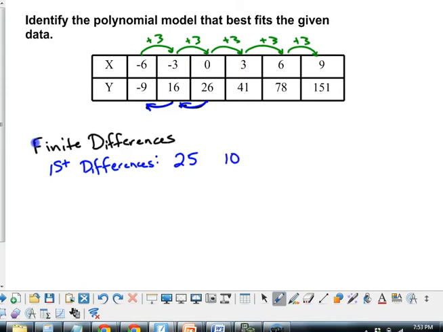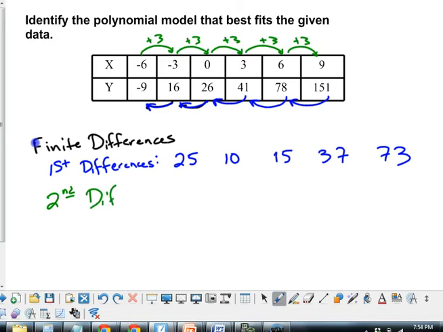In each case, all I'm doing is subtracting the y coordinates from one point to the next. From 41 to 26, that would be a difference of 15. 78 minus 41 would be 37. And 151 minus 78 is going to be 73. So we can see that our first differences are there, and what we're looking for is the same value to be repeated there. And in this case, we do not have any of the first differences being the same. So if that's the case, what we're going to do is go look at our second differences.